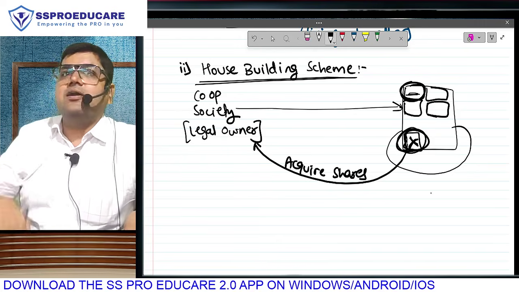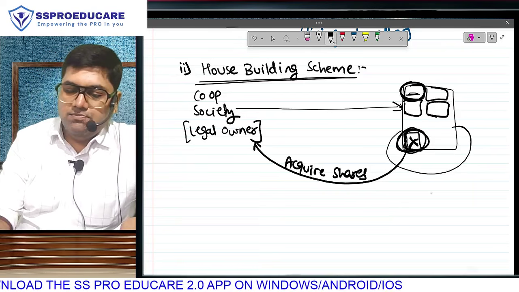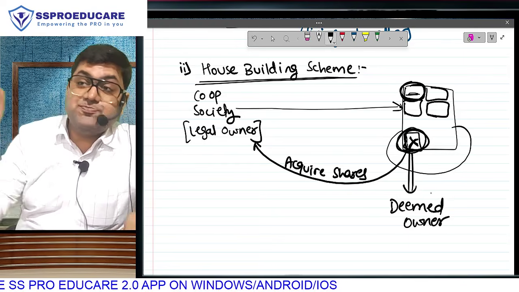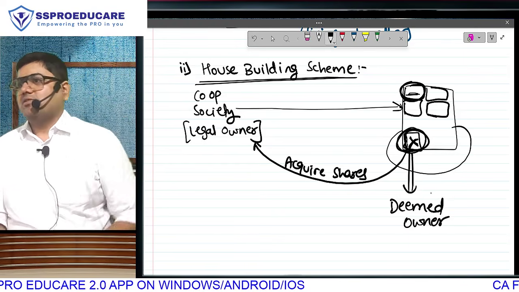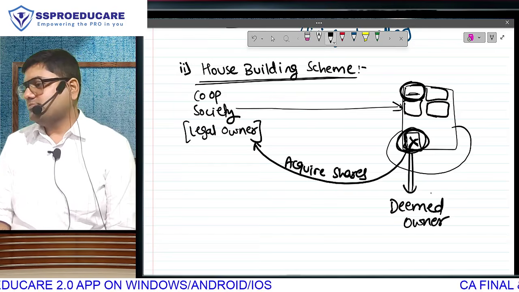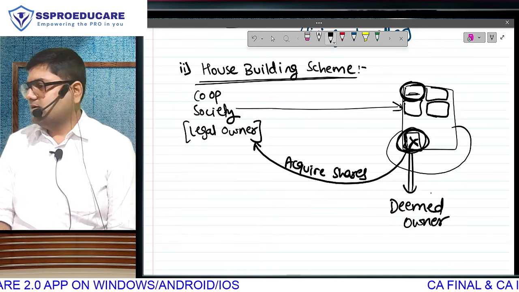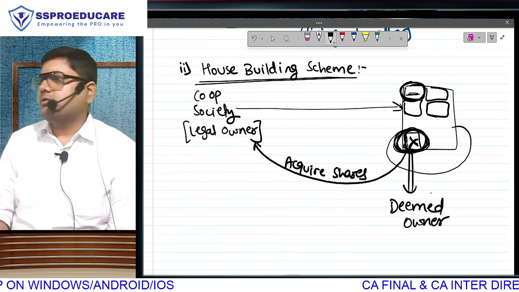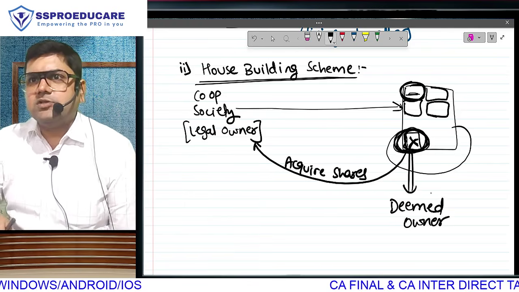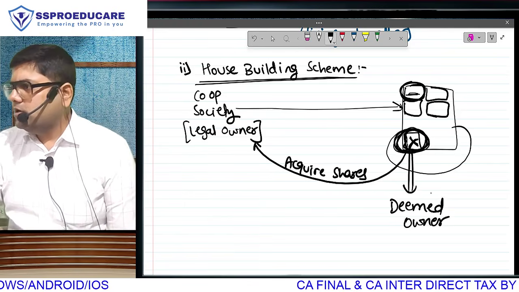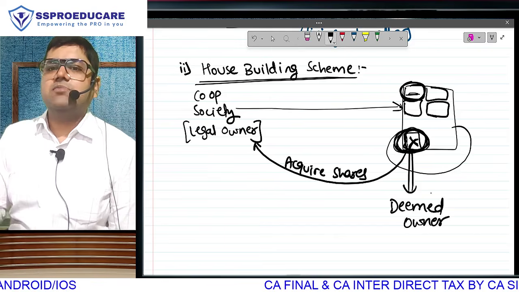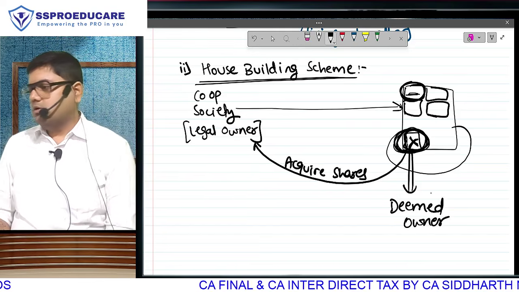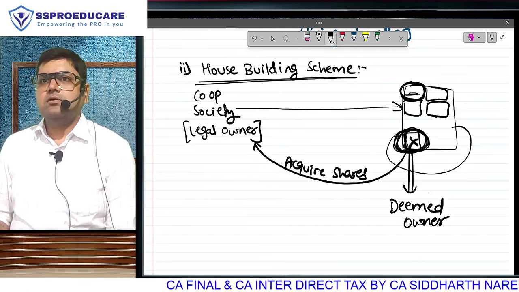So even if the entire building is legally owned by the society, Mr. X will be considered as the deemed owner with respect to this one, we call it unit. Understood? And common sense, no? If I give my house here on rent, will the society pay tax on that rent because the society is the owner? No, the society is the owner of the entire building. But for this one particular unit, I will be considered as the deemed owner. Clear? Everyone?